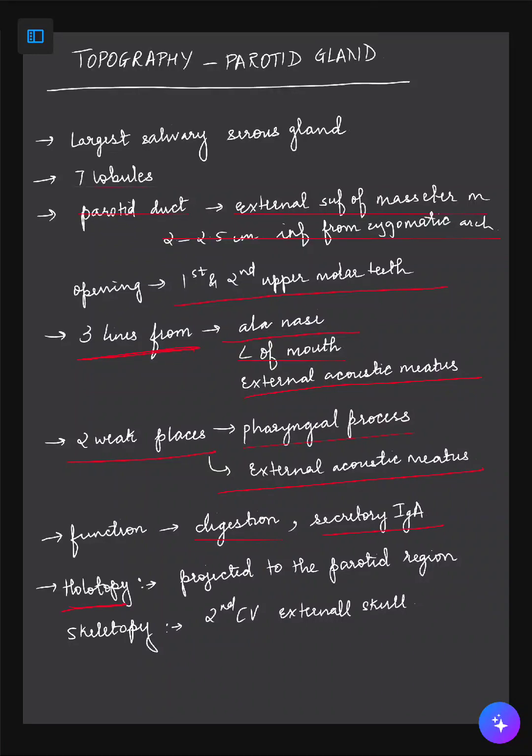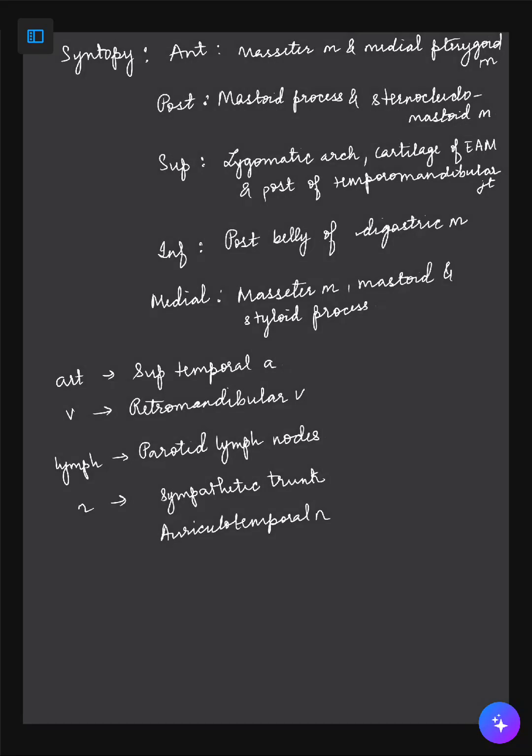Now what is the holotopy of this parotid gland? Projected to the parotid region. Skeletotopy, second cervical vertebrae, external to the skull. Syntopy: anteriorly is the masseter muscle and medial pterygoid muscle. Posteriorly, there is the mastoid process and sternocleidomastoid muscle. Superficially, zygomatic arch, cartilage of external acoustic meatus, and posterior of temporomandibular joint. And inferiorly, posterior belly of digastric muscle. Medially to this parotid gland, there are the masseter muscle, mastoid, and styloid process.